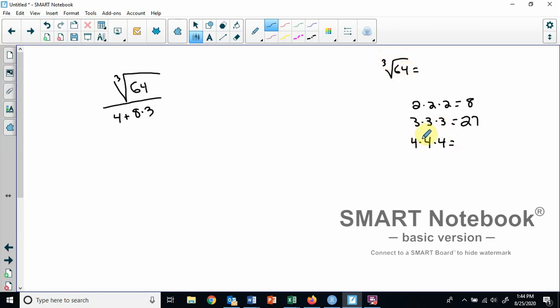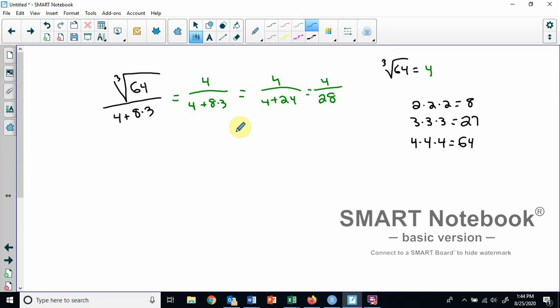64? 4 times 4 is 16 times 4. Oh, wait. I believe that's 64. Isn't it? Awesome. So the order of operations tells us to do this grouping symbol. So the third root of 64 is 4. And on the bottom I have 4 plus 8 times 3. So let's finish the bottom up. 8 times 3, we can do that. That's 24. 4 plus 24 is 28.